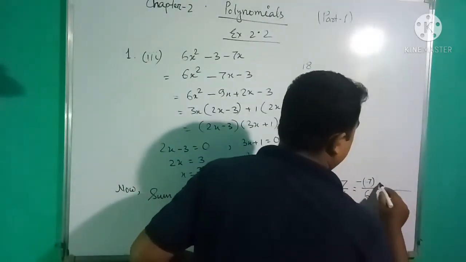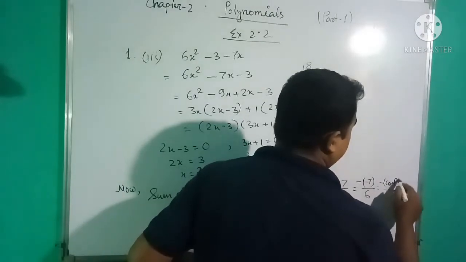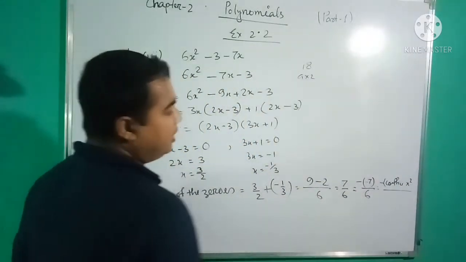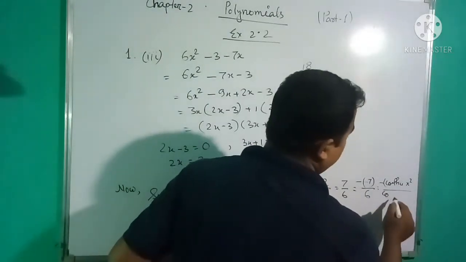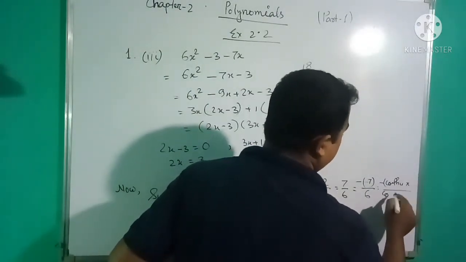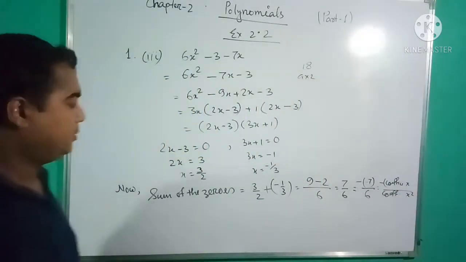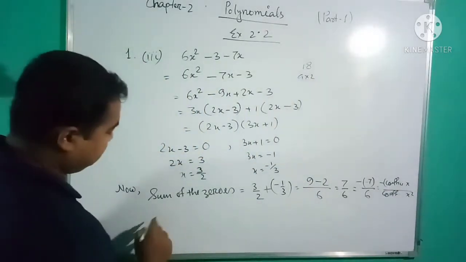Therefore minus of the coefficient of x, over the coefficient of x square, and 6 meaning coefficient of x square. Next, product of the zeros.